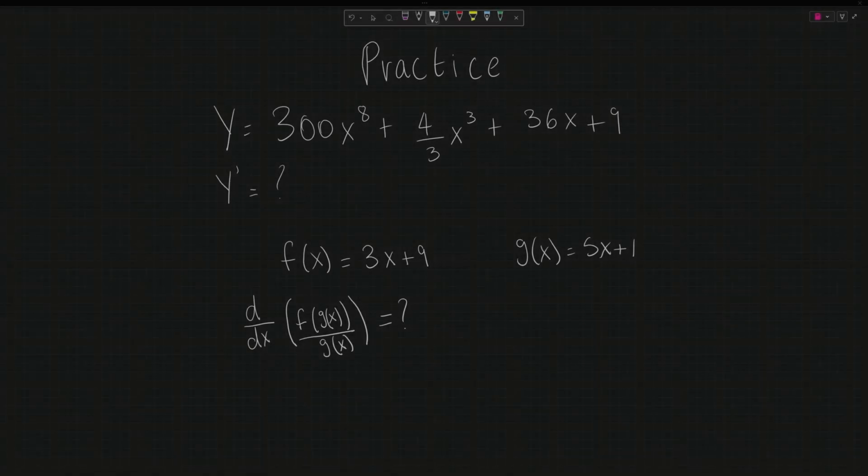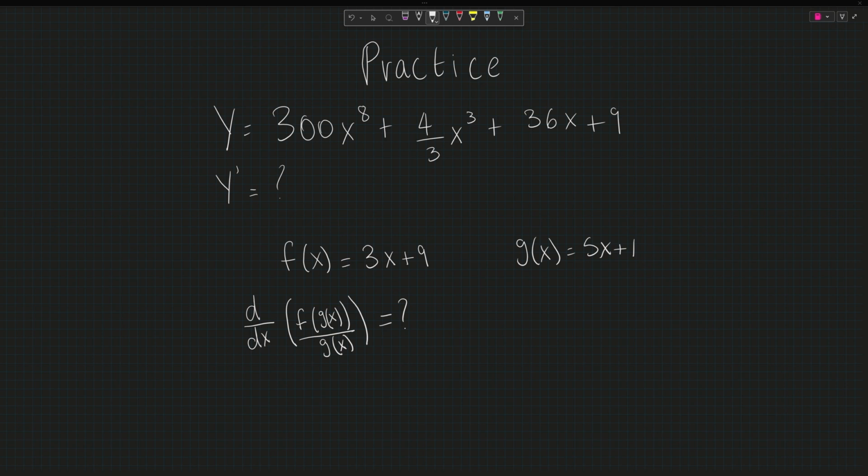Now try these challenging problems by yourself. Now, some of these incorporate multiple rules within themselves, but that doesn't mean you can't do it. Try them out.